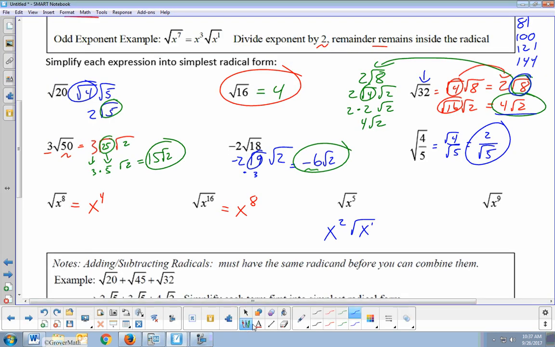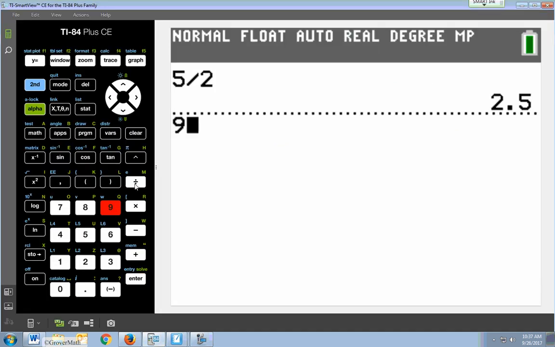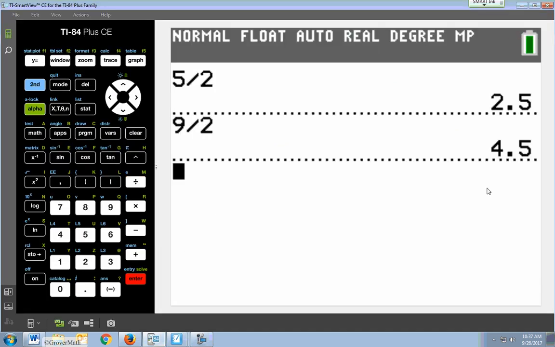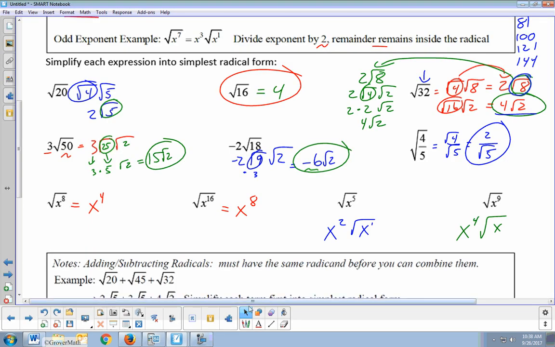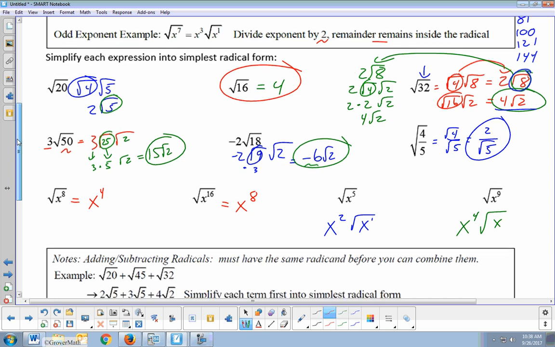Like y to the 9th, or x to the 9th here. If I divide it by 2, I get 4, and 1 stays inside. So again, you could take your calculator and do 9 divided by 2, and it's going to be 4.5. So 4 come out, 1 stays inside. Okay. You're not going to see a lot of stuff with variables. It's going to be mostly numbers for you guys this year.